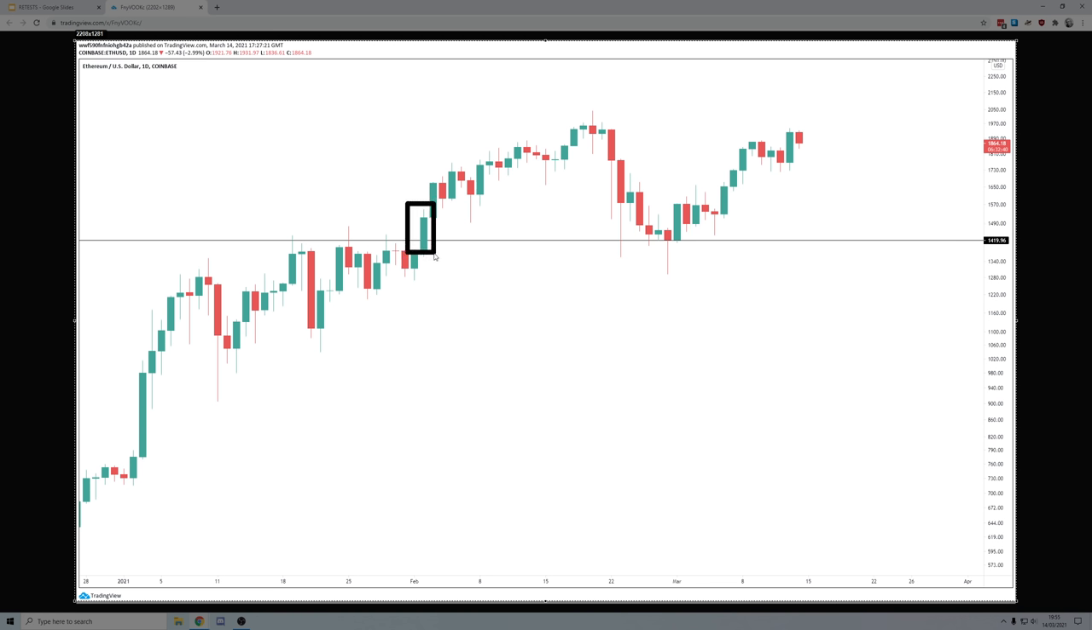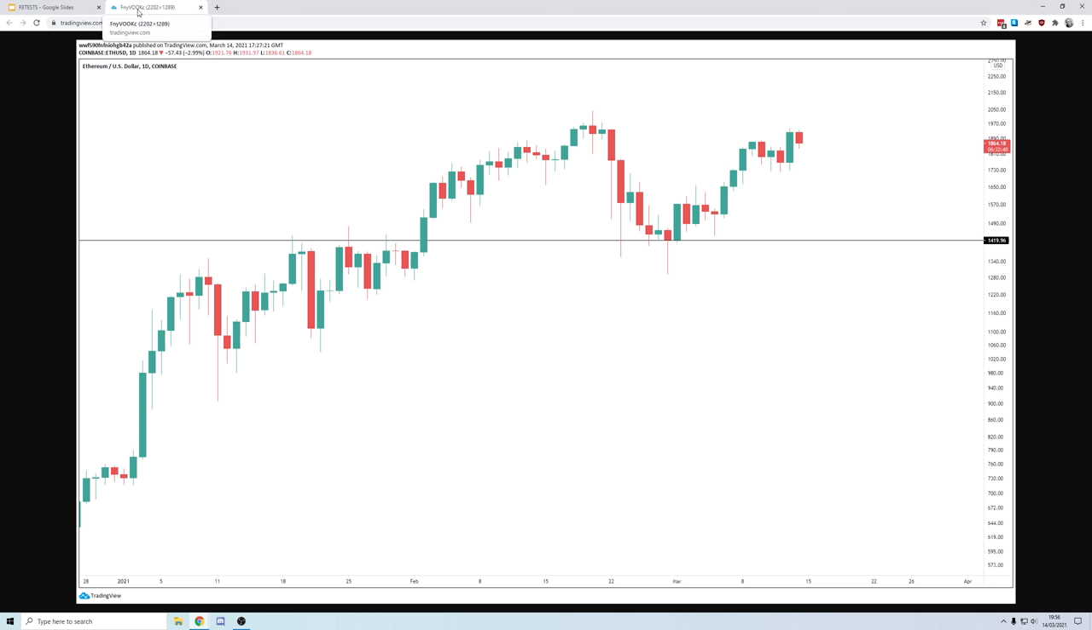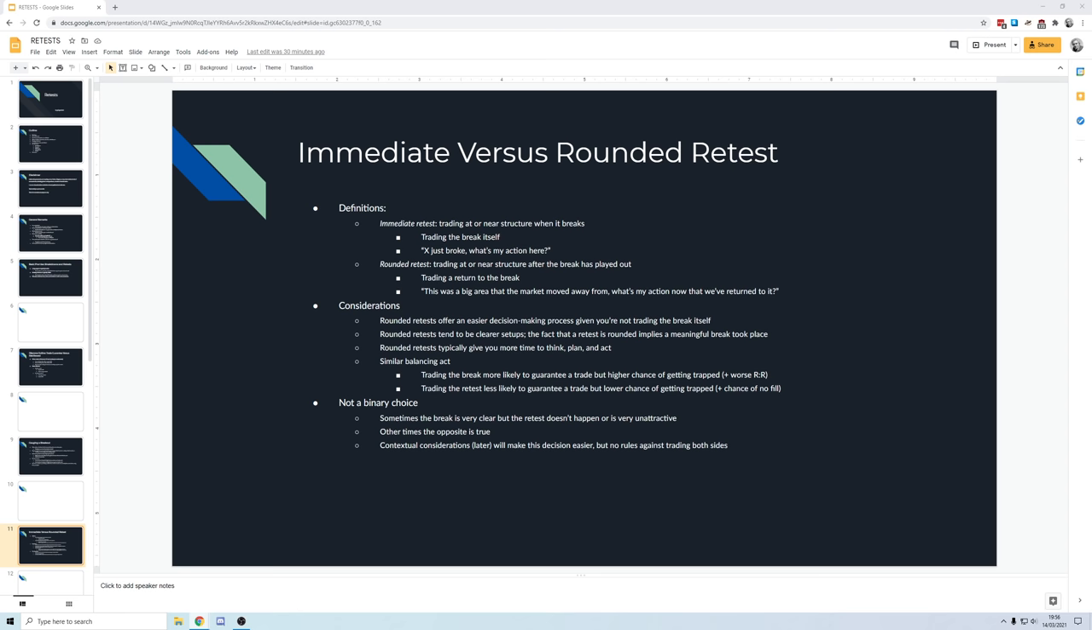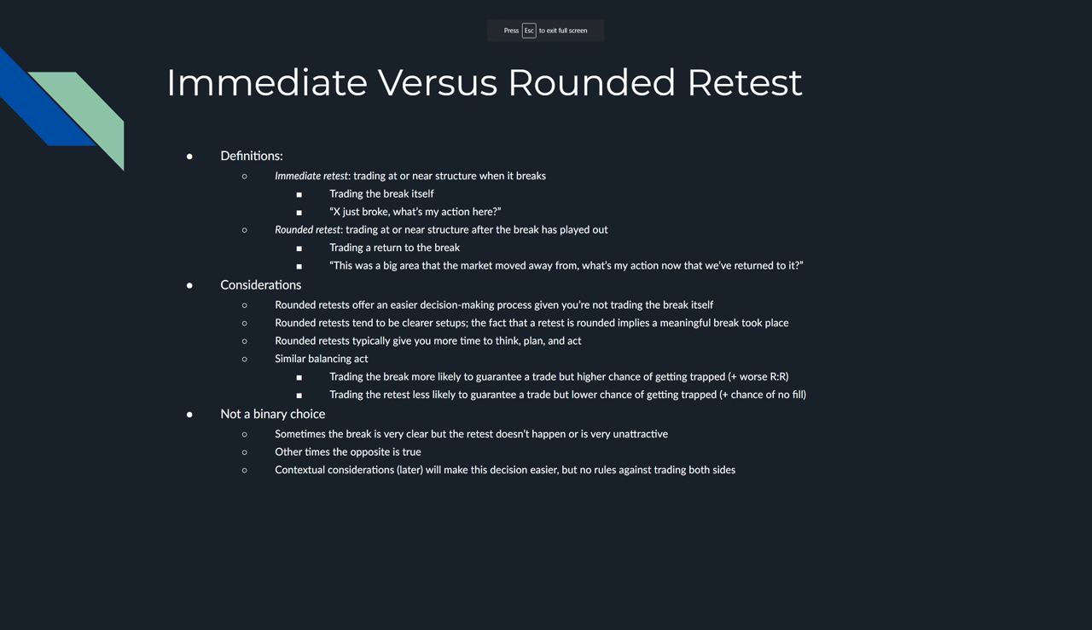Whereas here you are taking action immediately. Whereas in this instance, price has rounded out since breaking. Time and space has passed between the break and the retest. And that's kind of the distinction between those two types of structures. So again, the main distinguishing factor is time and space. If you're trading here, there's very little time and space between the break of the level and where the market is now, right? You're trading the breakout itself, whereas here more time has passed, a lot has happened, and you're trading a return to the breakout point. It may seem like a trivial distinction, but it is quite important, as I'm sure we'll discuss shortly.